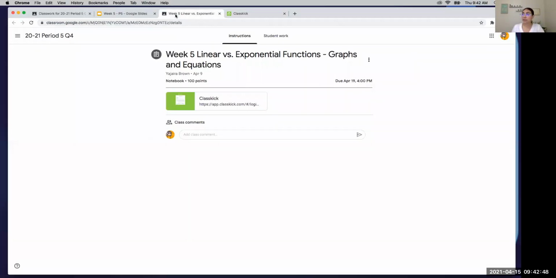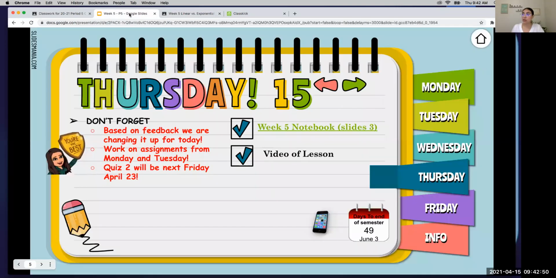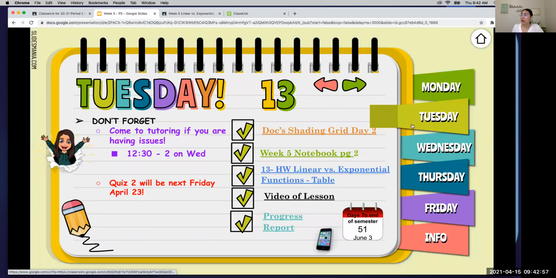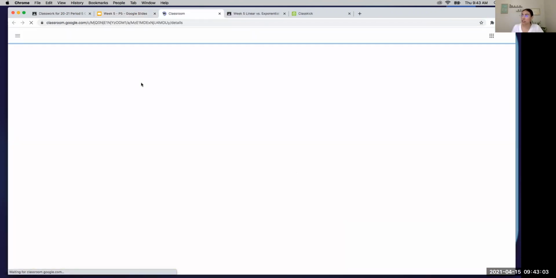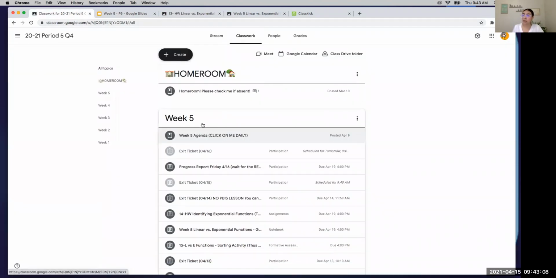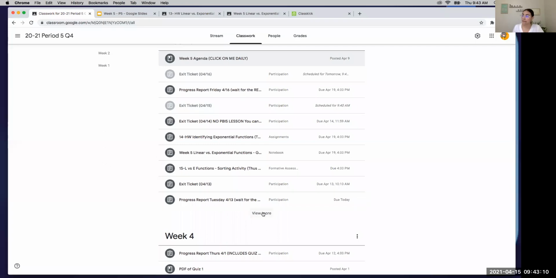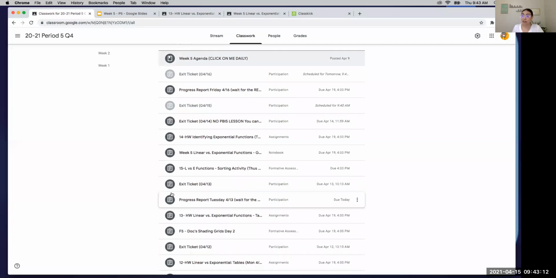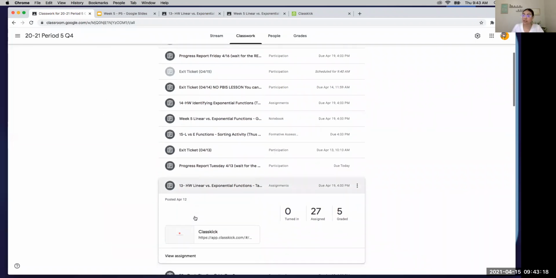All right, so do me a favor. You guys can go back to your agenda for week 5. You can get to your homework by clicking on Tuesday where it says 13 here, homework assignment, linear versus exponential functions table. Some of you can also get there from Google Classroom. That's fine too. But you want to get in the habit of checking that agenda to know what it is that you're missing each day. There's also homework assignment 13.